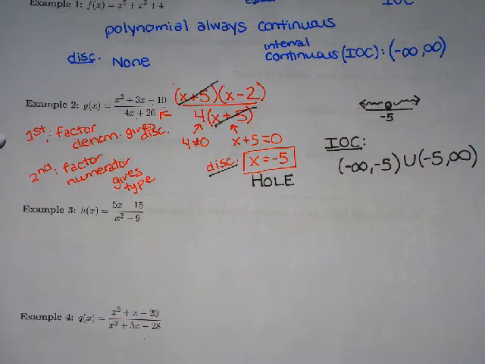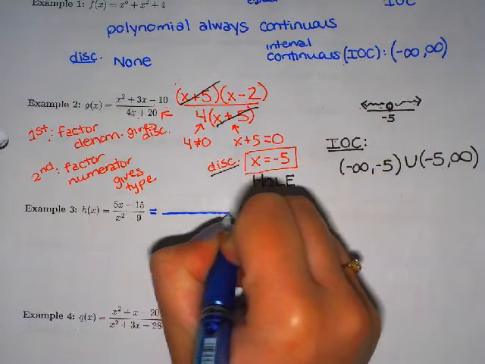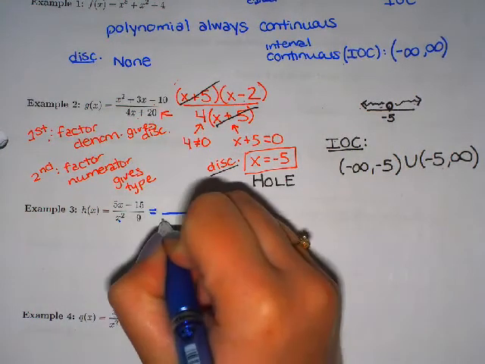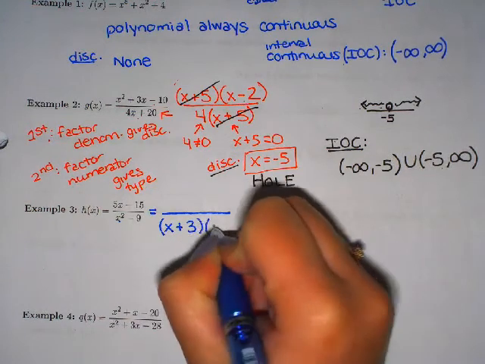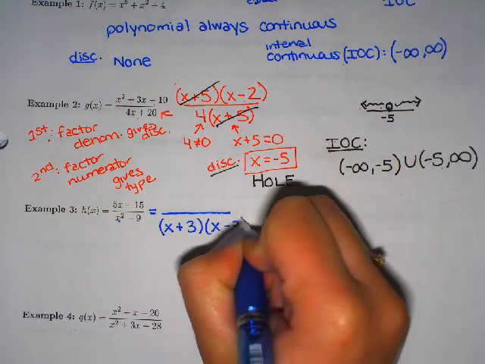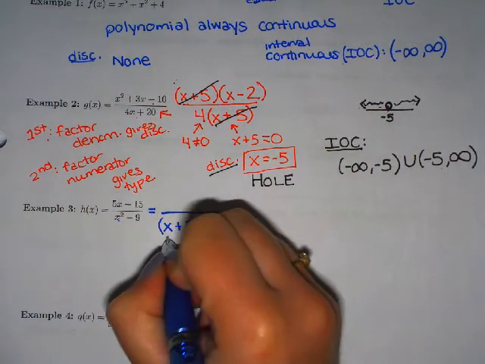All right, let's look at another one. So we have h of x is 5x minus 15 over x squared minus 9. So first thing I'm going to do is just factor the denominator. So x squared minus 9, that's a difference of two squares. x and 3 are getting squared, so I'm going to write it as x plus 3, x minus 3.